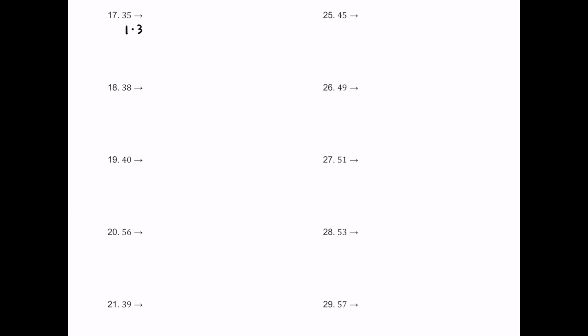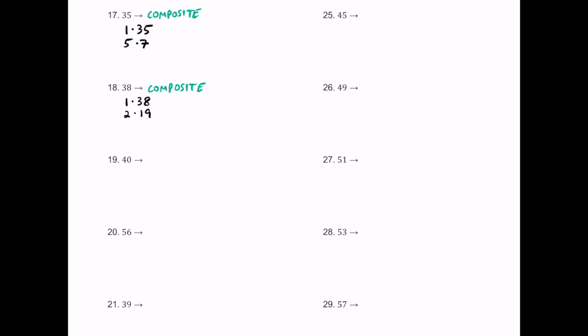So of course we have 1 times 35, but because it ends in a 5, hopefully you know that 5 times 7 is 35, so we've proven that this is a composite number. For number 18, we have the number 38, so we have 1 and 38. It can't be prime because it's even, and it's not the number 2, so 2 times 19 is 38, and so this is also composite.